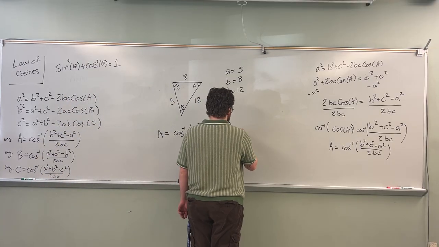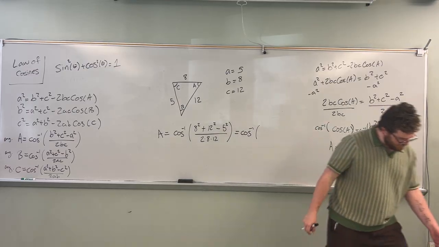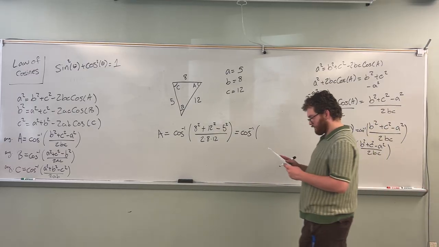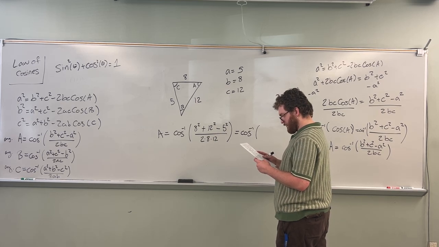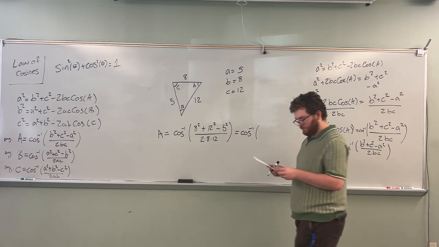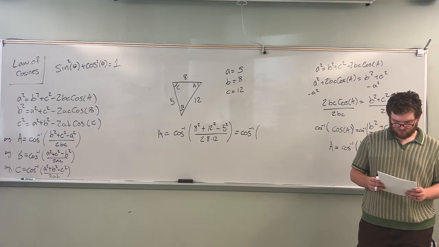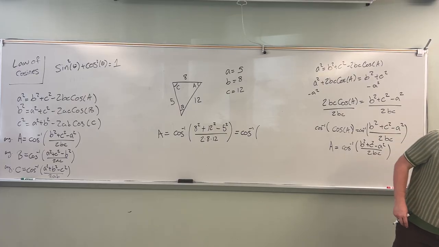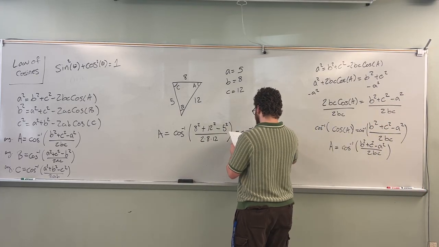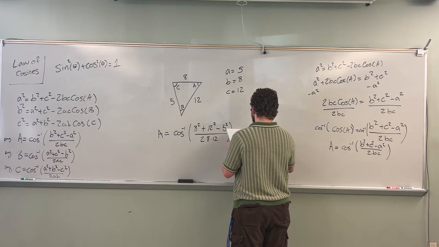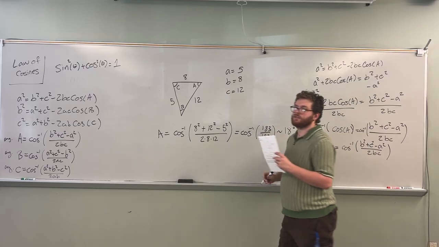All right. This is then equal to the inverse cosine of, that comes out to, do I write it down anywhere? I thought I wrote it down, but I guess I didn't. Oh, it did, right here. This is 183 over 192. So this angle is approximately 18 degrees.